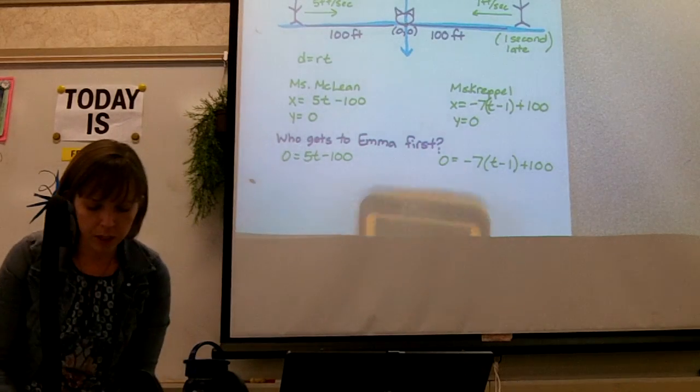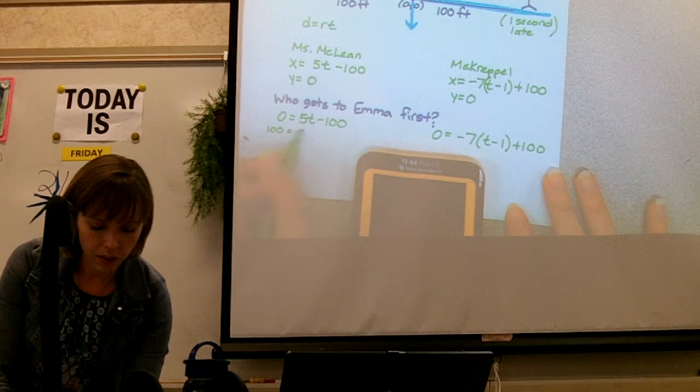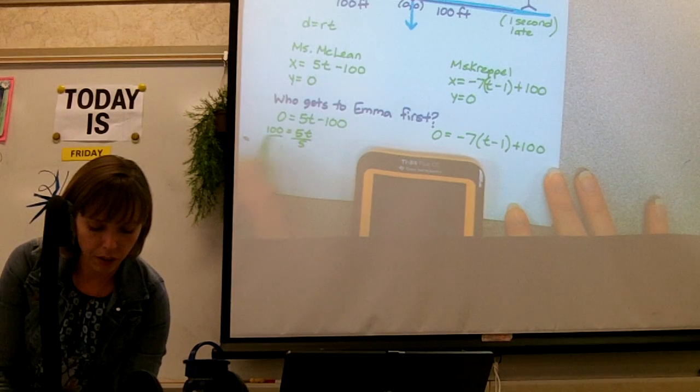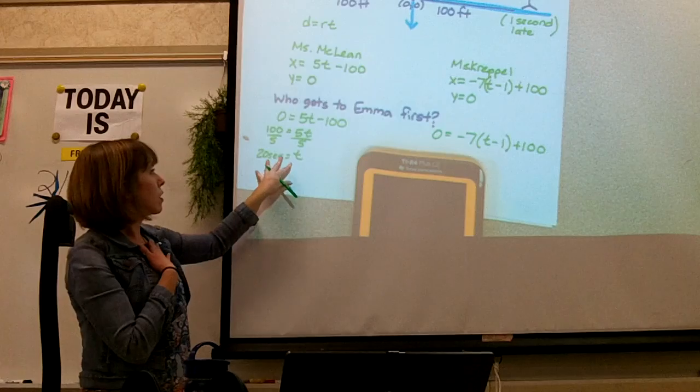So if I get t by itself in this first equation, I would add 100 and then divide by 5. So I'm getting 20 seconds. So that's the time that I, Ms. McLean, get to Emma.